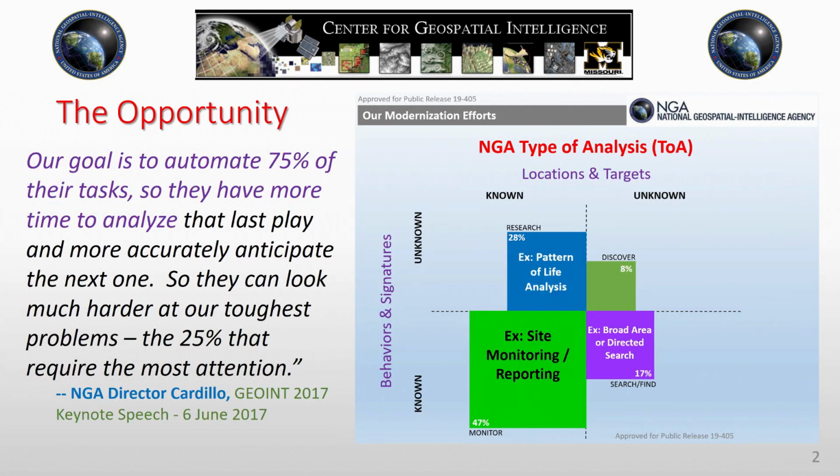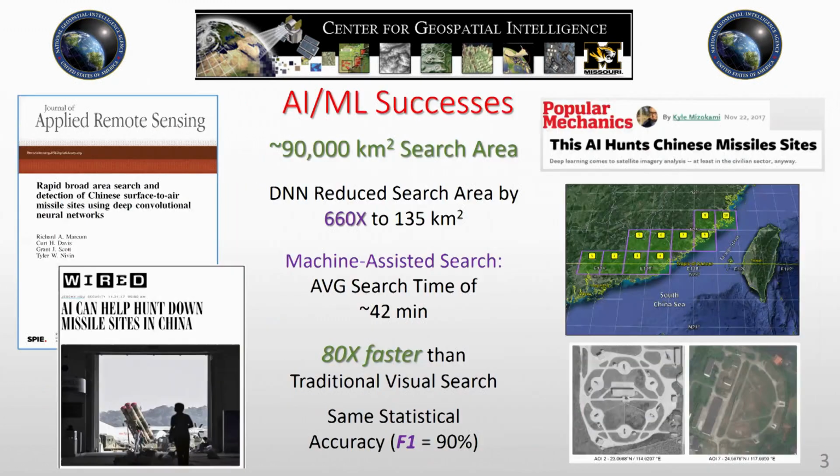The idea would be that we can move from the lower half of this quad chart to the upper half, where we're freeing up the time and labor spent on the lower part, freeing up analysts' time to look for more complicated problems and unknown targets and patterns of life and things like that. So we've been doing this research for quite a while. This leverages something we published back in 2017.